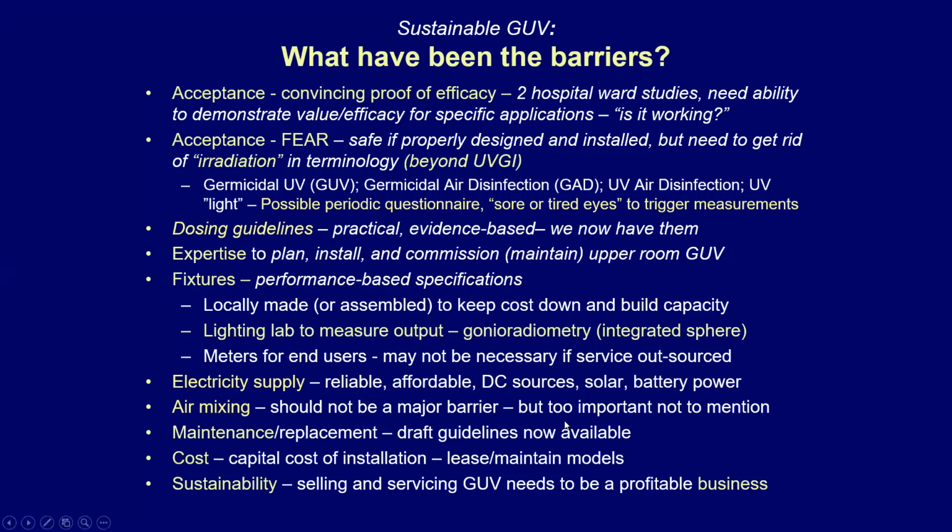Another barrier has been fear. So people are afraid of germicidal UV, but I will show you in a moment it's quite safe if properly installed and maintained. Even the term irradiation, germicidal irradiation, causes fear. So we now just call it germicidal air disinfection. So we use GUV, germicidal air disinfection, instead of UVGI, but it's the same thing.